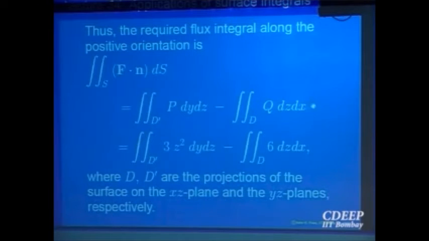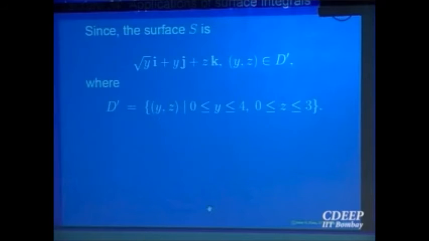And here is zx, so that is the projection onto the xz plane. So you have to be careful which variables you are integrating. Accordingly, you have to take the projection on the appropriate planes. Okay? So this d prime is the projection onto the yz plane, and d is the projection onto the zx plane to get the double integrals. And then compute. Okay? So all that computation is given.